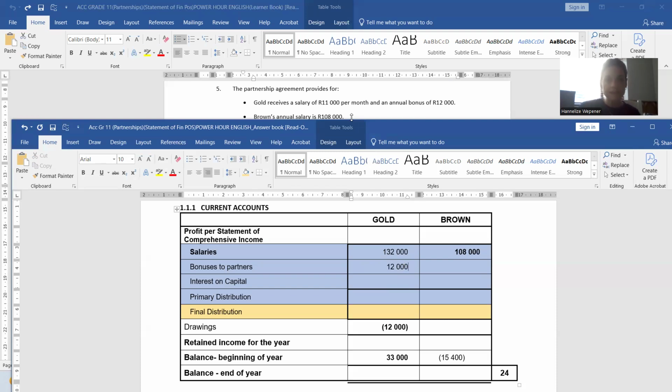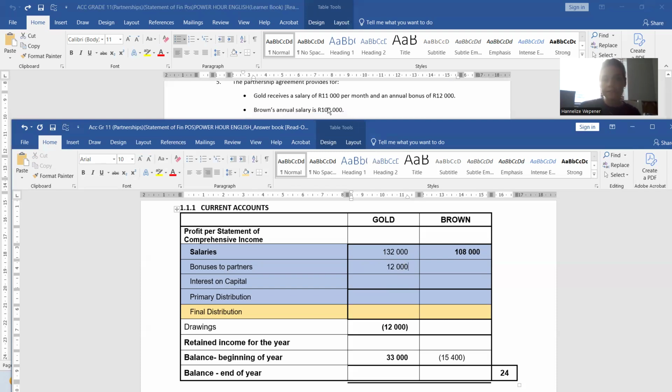Okay. Next, Brown's annual salary. So see, there we go. Annual salary is 108,000, and the answer book already had that. If they don't tell you anything about a bonus for the other partner or for none of the partners, then it means that no one gets a bonus. In this case, gold gets one, Brown is not getting a bonus.